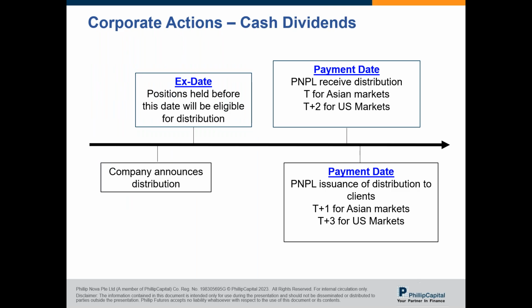So the first corporate action is the typical one, of course the dividends, the cash dividends. As you know, it is based on the X date, and you have to hold positions by the X date in order to be eligible for cash dividends. For us, we receive the payment on the actual day, T day itself, and for US markets, we receive them T+2. But this will take an extra day to be credited into your account on the following day for cash dividends.